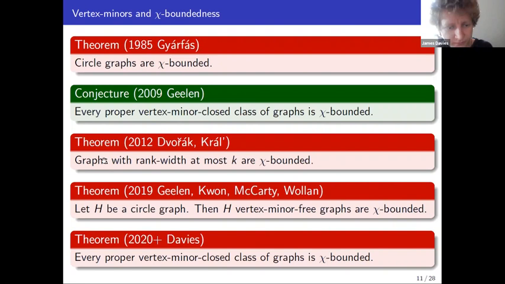So I won't talk about the proof of this result at all today, but I would like to show you the idea behind proving circle graphs are chi-bounded. I'll start with the more classical proof where you get these exponential bounds, because this uses a technique that's very commonly applied to prove chi-boundedness theorems.